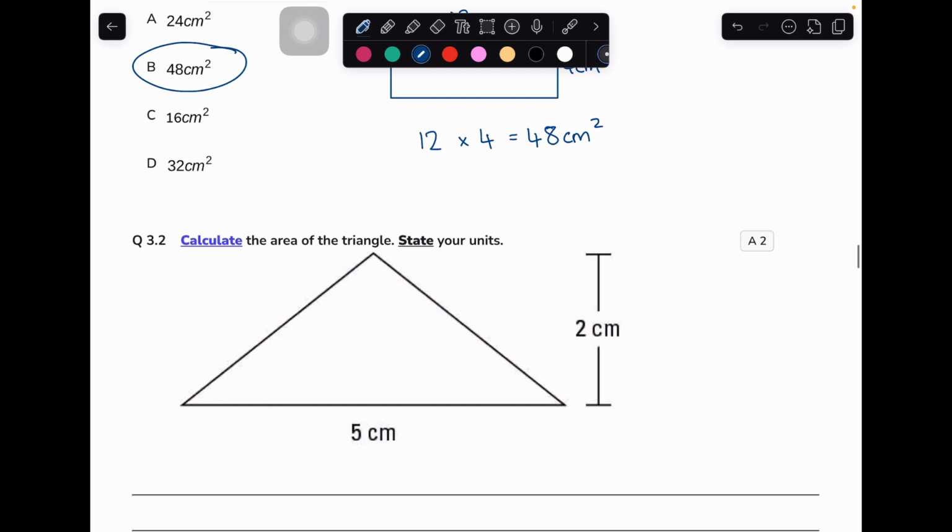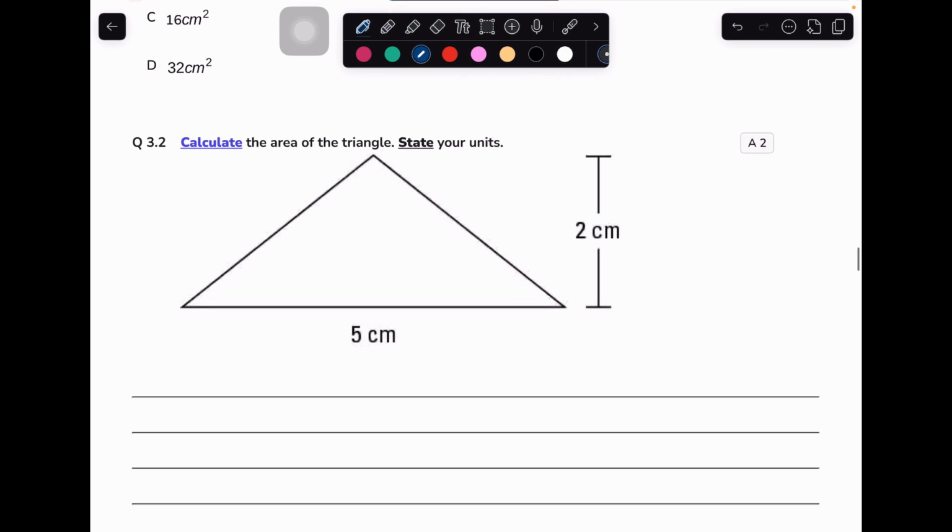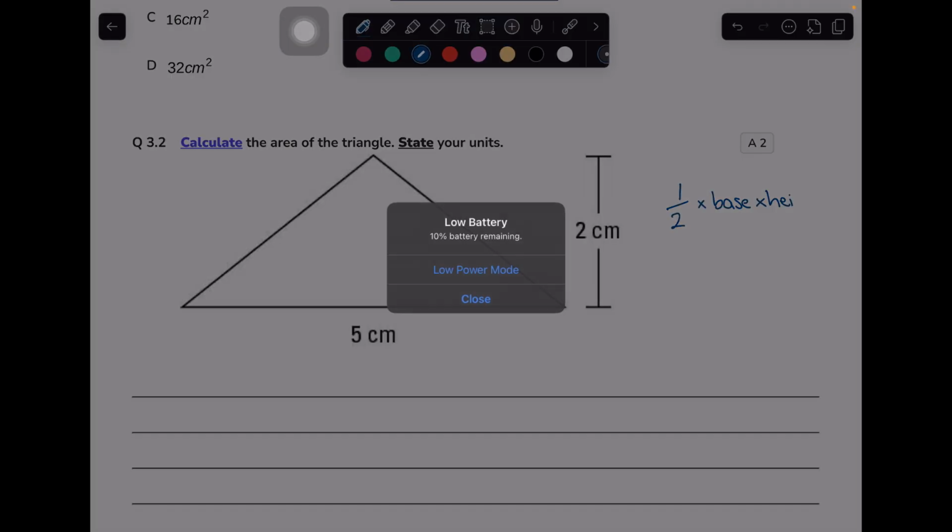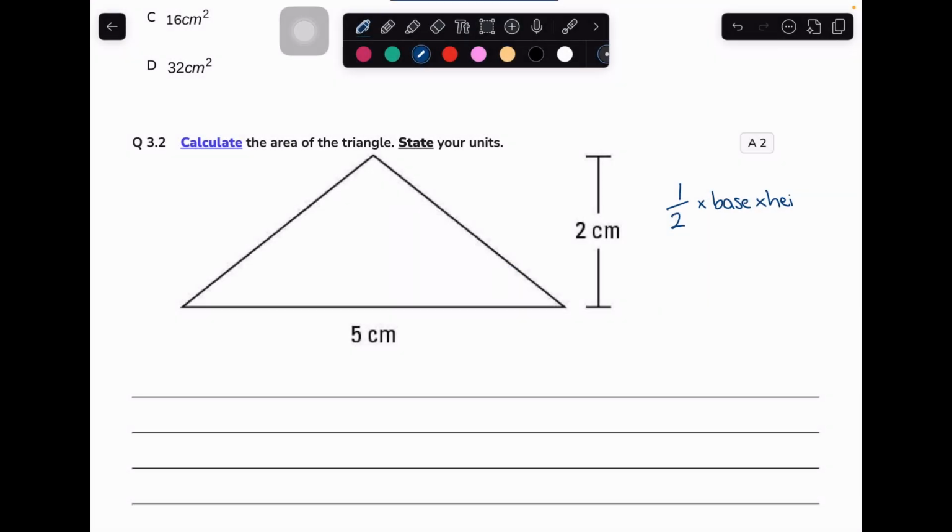The next question we have, calculate the area of the triangle, state your units. So you would need to use your formula here if you don't know it. So half base times height. Or some of you know this as base times height over 2.